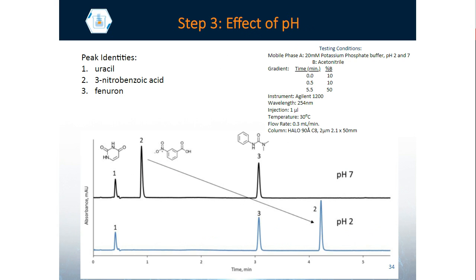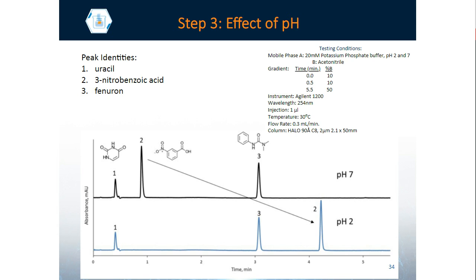And then, of course, pH has a big effect for ionizable compounds. So depending on the nature of the analytes, changing the pH of the mobile phase can have a large impact on the selectivity of the separation. So the pKa of 3-nitrobenzoic acid is 3.46. And at pH 7, the top chromatogram, the 3-nitrobenzoic acid is in its anionic or charged form, which explains its lower retention compared to when the compound is neutral at pH 2, bottom chromatogram in blue.